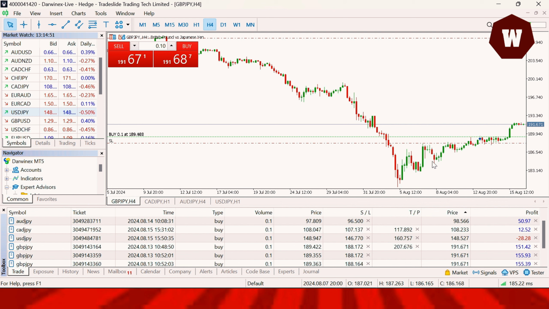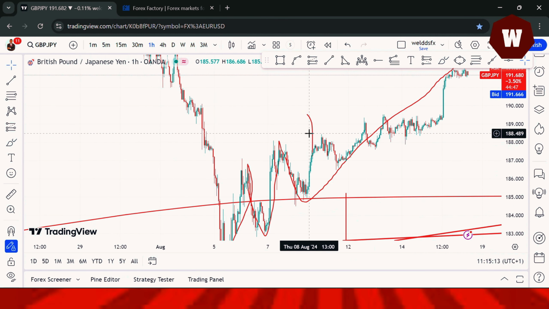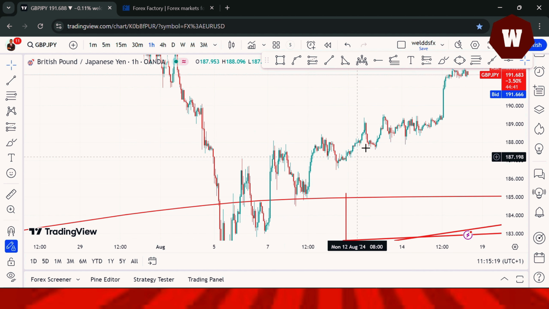I did not actually enter here. I would have been at peace now, but we joined the trade here anyway. Come down to the 1-hour time frame. This is what we have seen. The market is trending up.